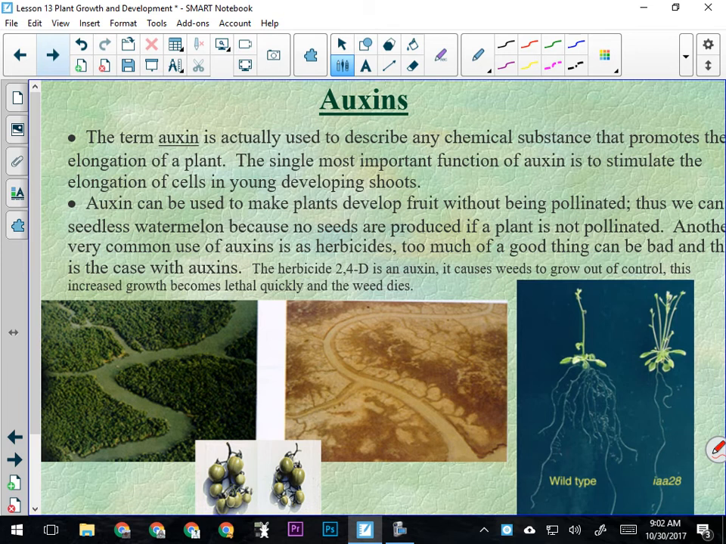How many people have seen what the dandelions look like after they spray them? They get all coily, long and coily. That's because what they're spraying them with is a synthetic auxin. That synthetic auxin was actually developed by the CIA.